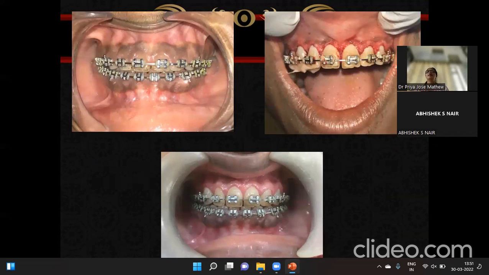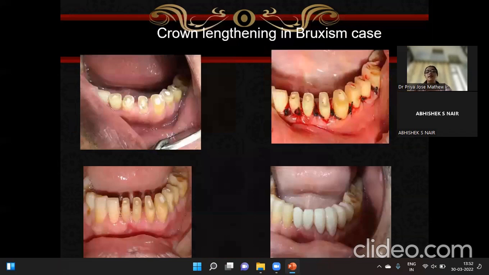Okay, so now these are some of the cases in which we have done crown lengthening. For these cases, it is not for the prosthetic portion. We have done this crown lengthening for aesthetic purpose. That is, the crown portion, as we can see, is with pseudo pockets. Now, we have done a gingivectomy in this case, and now we can see the healing after 1 month. One month healing is this. Here we have done just a gingivectomy.